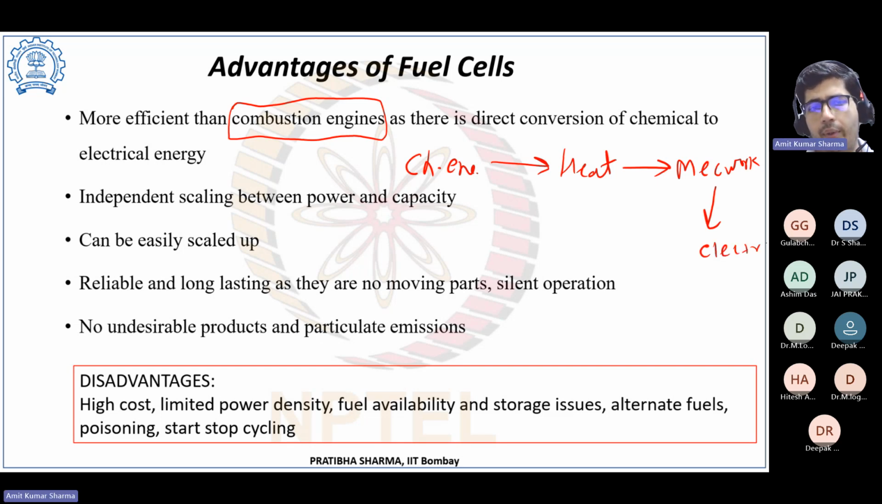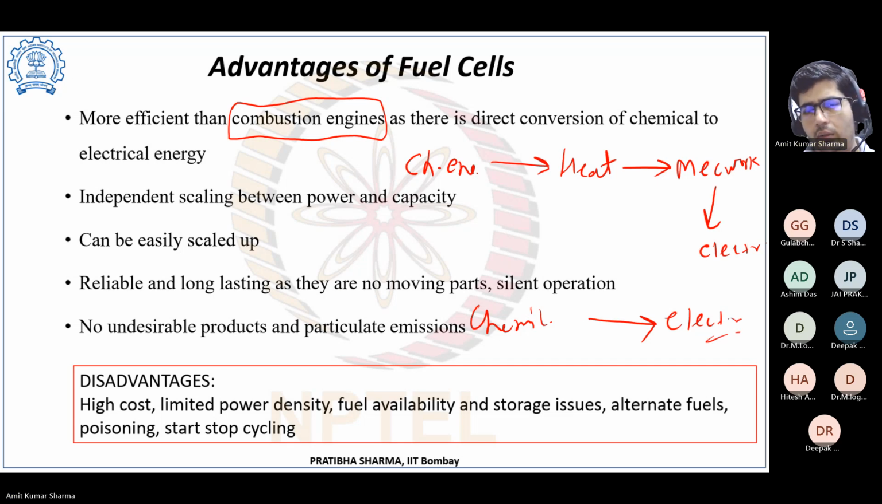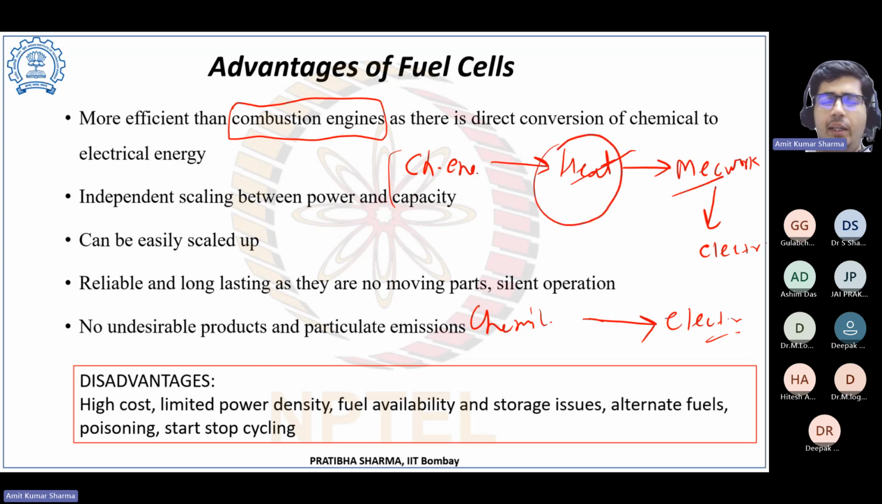And in a fuel cell, what happens? The chemical energy goes to electrical energy. So we are eliminating two steps using a fuel cell as compared to engines. And in a combustion engine, because we are generating heat, what is heat? Is heat a low grade or high grade energy?